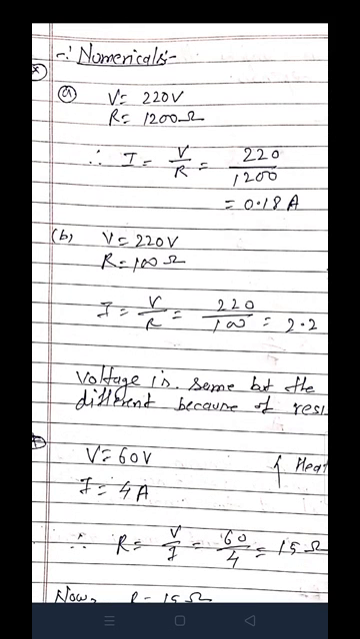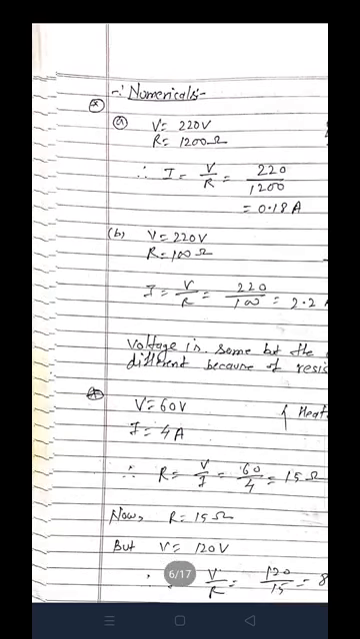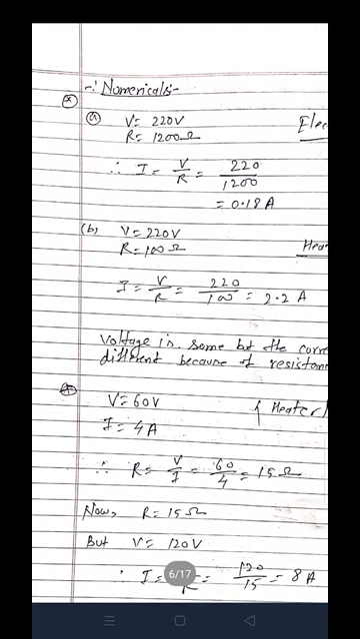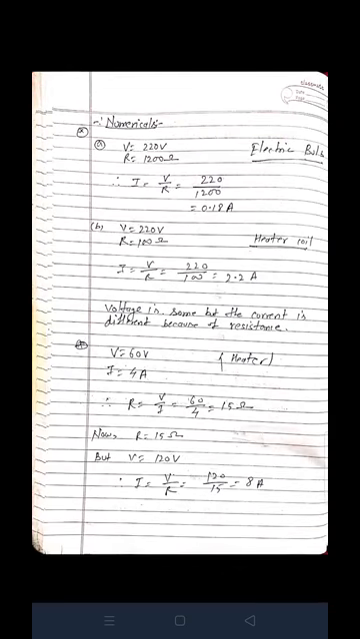According to Ohm's law, we have the formula V equals IR. So what will be I over here? I will be equal to V by R. By putting the value of V and R, we can find I is equal to 0.18 ampere. Similarly, for the same question, there is one more part. Voltage remains the same, that is 220 volt, but if the resistance is increasing, then what will be the value of current? So again we have the formula I equals V by R. V remains 220 only, but R comes here as 100. So it will be 2.2 ampere. So voltage is the same, but the current is different because of resistance.